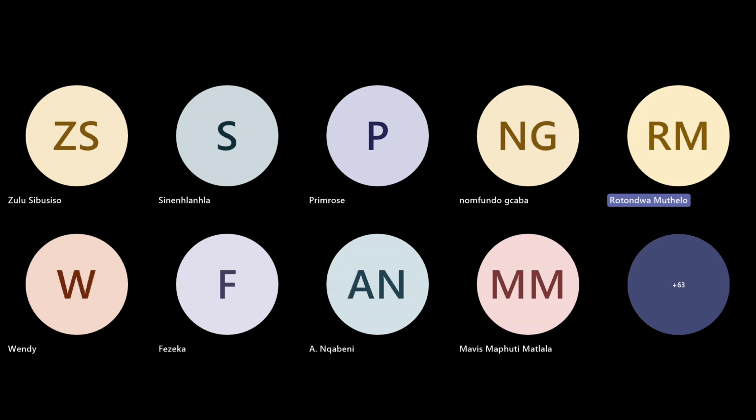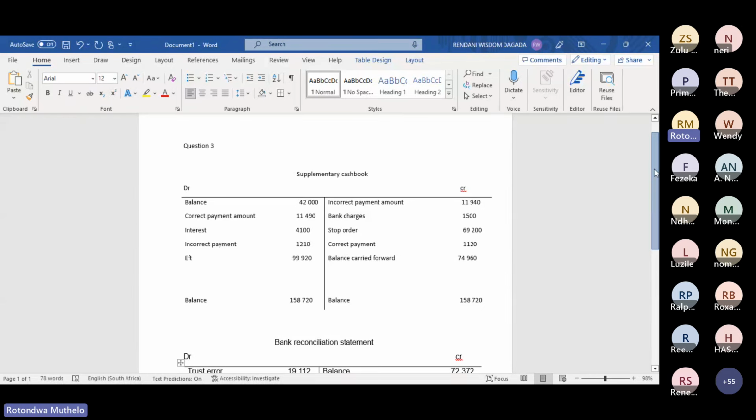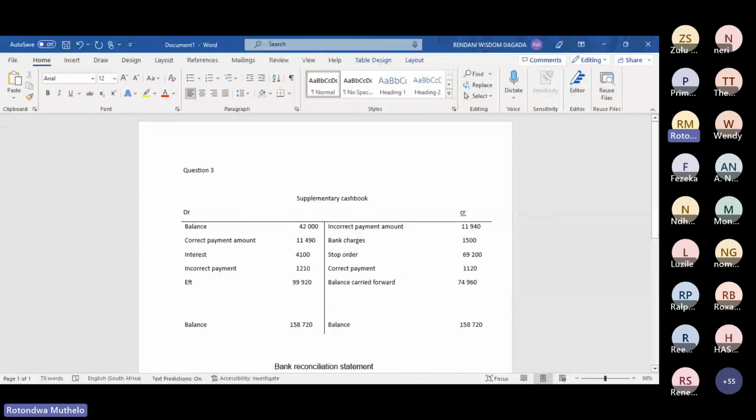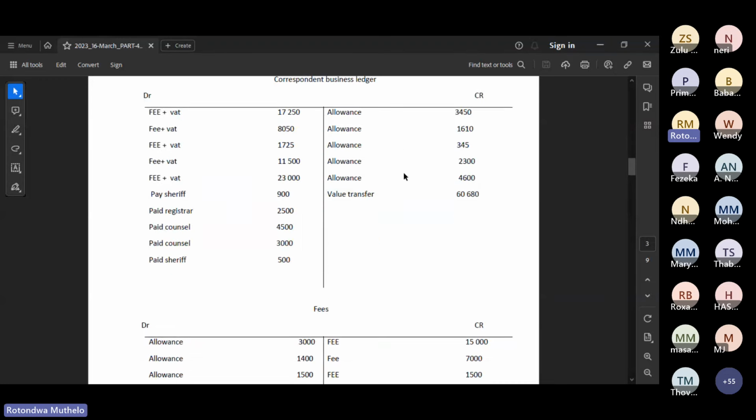Let me share my screen now. Hey Zulu, can you see the screen? Yes, I can see it. Okay, guys, before we go, which one am I sharing now? Oh, sorry, I'm sharing the wrong screen. Let me try to share again. That was the wrong screen I shared. I want the PDF, yes. The PDF is there, right?